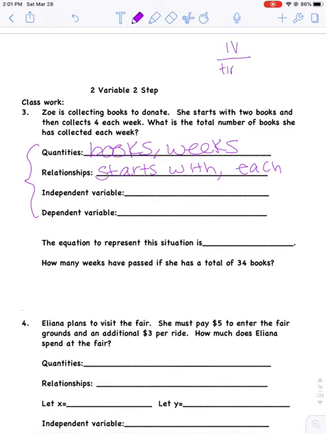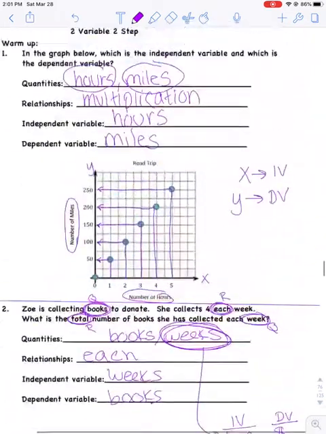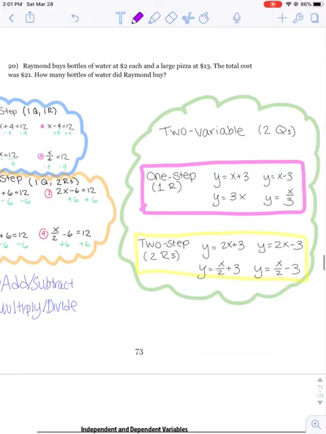For the independent variable, I know independent variable usually goes with time or X. Dependent variable usually goes with money or Y. So my independent variable is going to be weeks because that's the time. My dependent variable is going to be the other leftover one, which is books, just like before. Now we have to come up with an equation. For these 2 variable equations, we're always going to start with y equals.